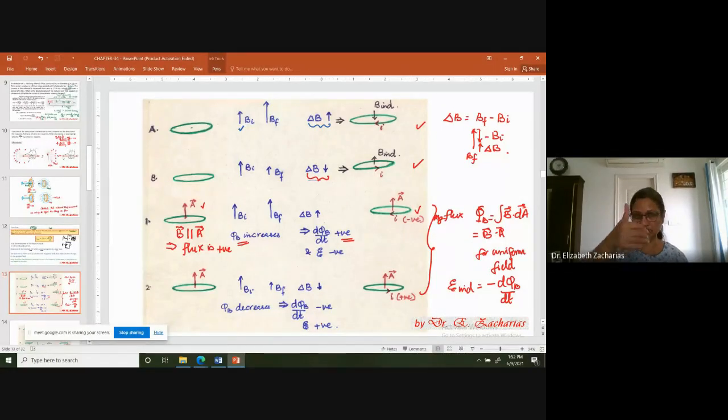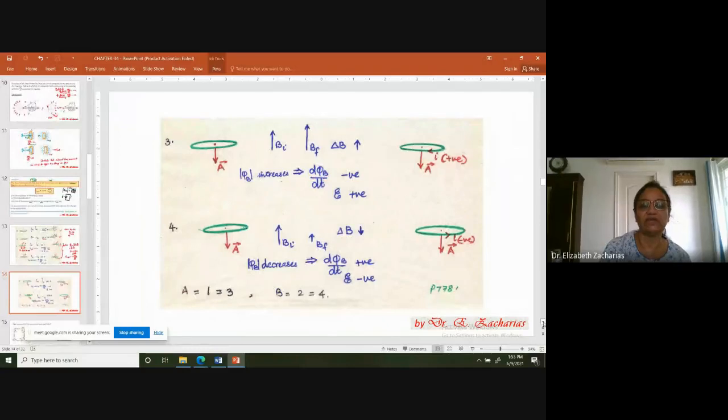So always take your area vector and curl your fingers. That finger direction gives you the direction of positive current. If your answer is coming positive, mark that arrow. That is the direction of the current. If your EMF is coming out to be negative, then put a direction opposite. So this is the way you have to decide the direction.